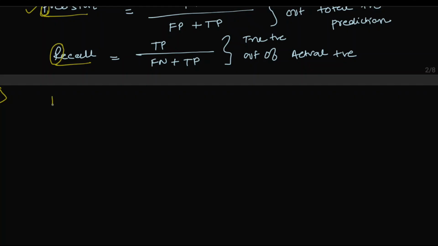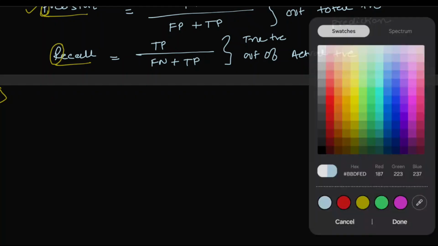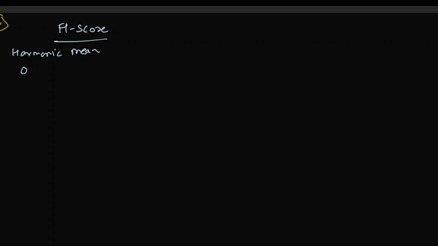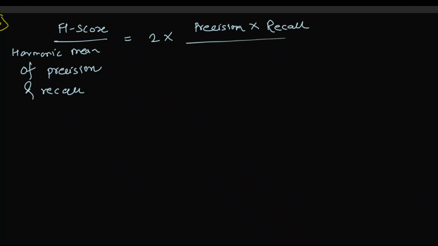And then third is the F1 score. So what do you mean by F1 score? F1 score is also called the harmonic mean of precision and recall. How can we calculate this? It is 2 into precision into recall divided by precision plus recall. Whenever both precision and recall are important, at that time we can use this harmonic mean.